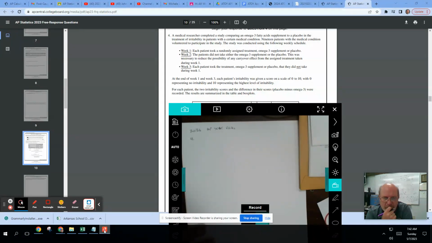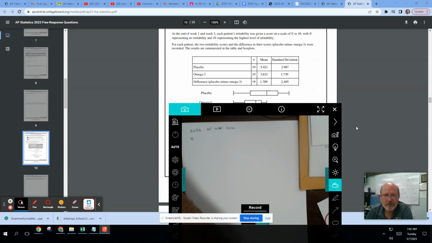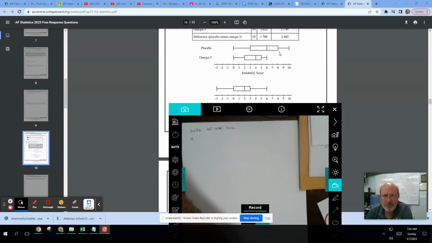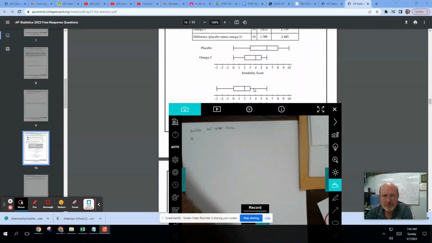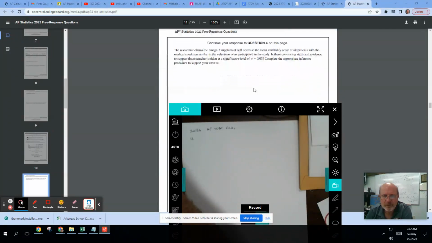At the end of week 1 and week 3, each patient's irritability was given a score of 0 to 10, with 0 representing no irritability and 10 representing the highest level of irritability. For each patient, 2 irritability scores and the difference in their scores, placebo minus omega-3, were recorded, and the results are summarized in the table and box plots. So we're given all of the statistics here, and box plots for the placebo measurements, the omega-3 measurements, and the difference, placebo minus omega-3. Since we took the difference in each patient, we have a mean difference problem, a matched pairs design.